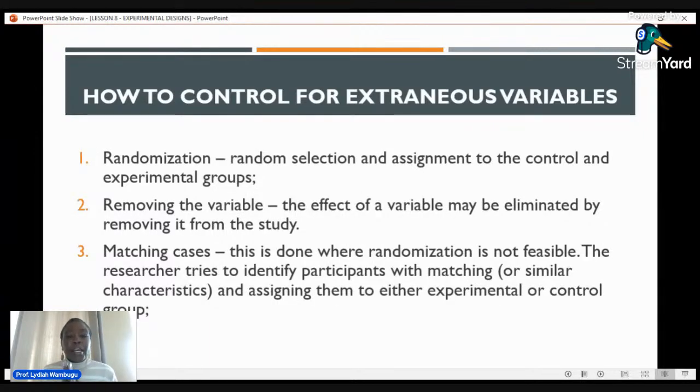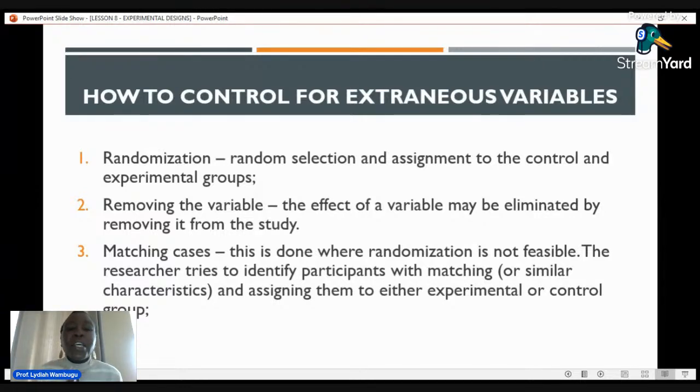Then it is important to discuss, how do we control for extraneous variables? There are quite a number of ways in which we control, and I have written a number of them in my book. Those who have the copy, I'm sure you can attest to that. If you go to page 71, where we have discussed the experimental design. So if you haven't gotten this copy, please make sure you get it through the website.